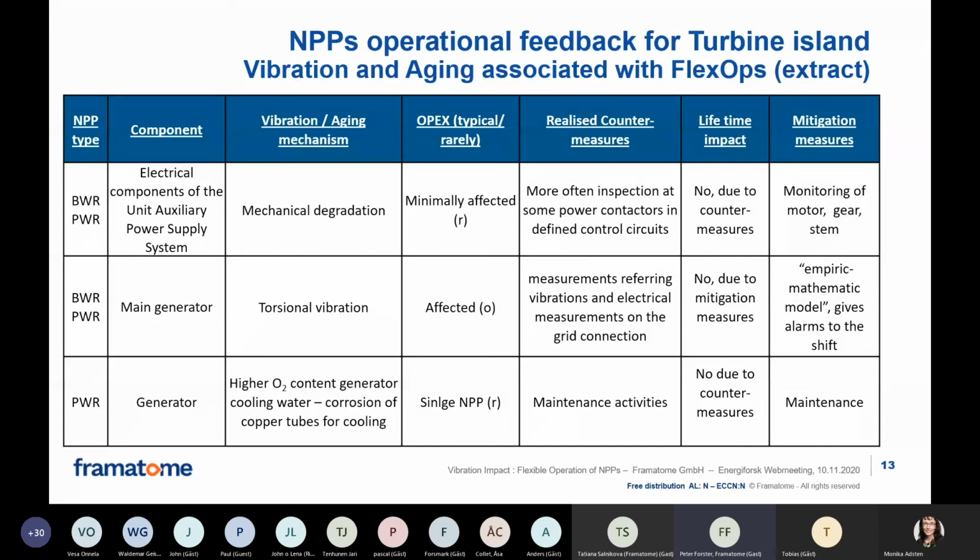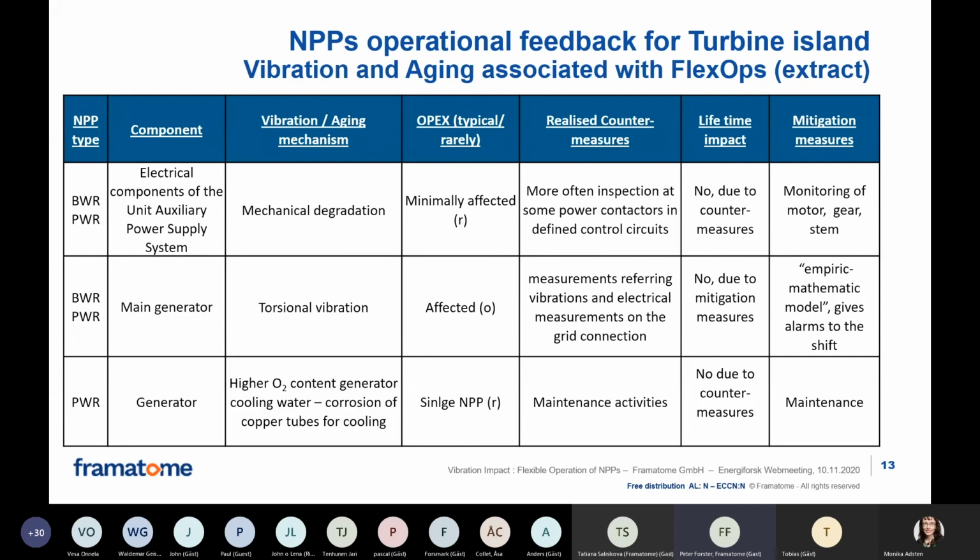further measures to recommend. On the main generator, the second row, we also see these torsional vibrations. The effects are a little different or specific: electrical and vibration measurements on the grid produce them, and they already saw some degradation in the isolation material of the stator. So one has to keep an eye on it, in our opinion. Otherwise, due to mitigation measures, the lifetime effect is not so big.